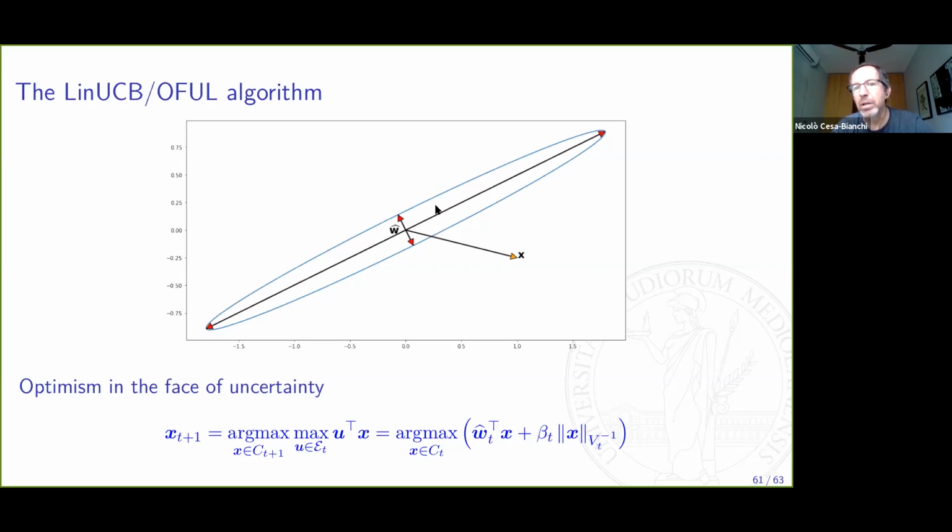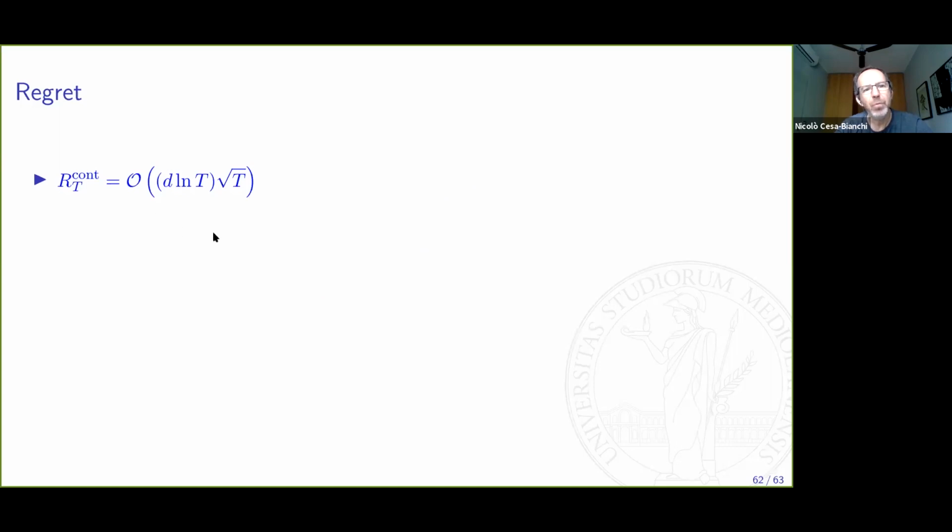Among all parameters consistent with the past choices, you're choosing the one that's maximizing your expected reward. And this turns out to be an easily solvable optimization problem. And what you can prove with this choice is a regret which scales with the square root of time and linearly with the number of dimensions, and then you add an additional logarithmic term.